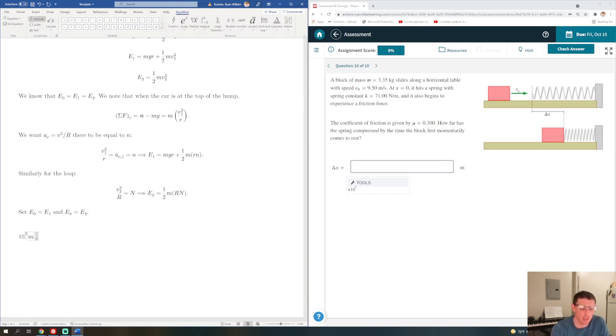We have that m is 3.35 kilograms. V naught is 9.50 meters per second. There is a spring with a spring constant of 71 newtons per meter. And we have a coefficient of friction, right? So this should be a kinetic friction, right?